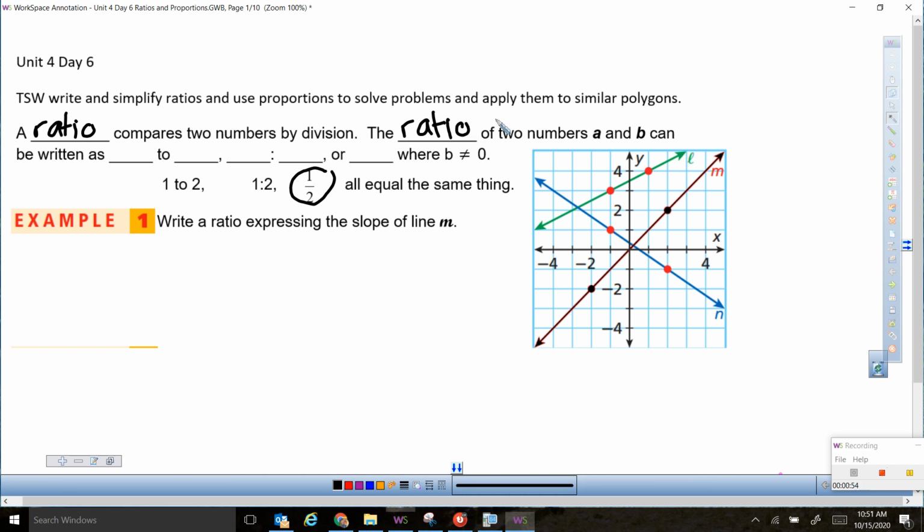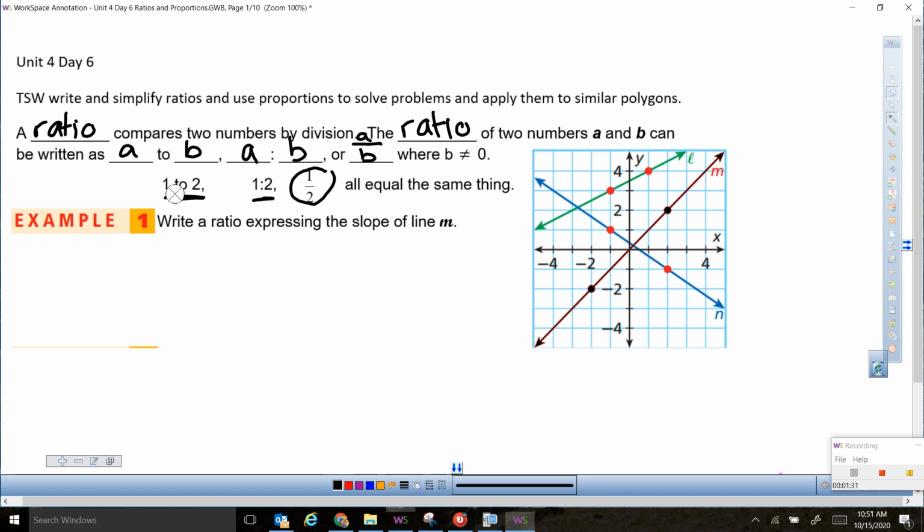The ratio of two numbers, A and B, can be written as A to B. So A and B are my numbers. So you can write it as A to B, and they listed it right here, 1 to 2. Or you can list it with a colon, so that would be A colon B, and they have the same right here, 1 colon 2. Or you can write it in fractional form, which would be A over B, where B cannot equal 0.